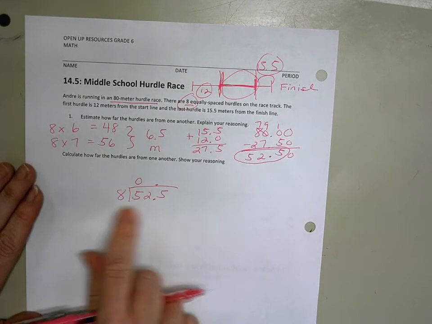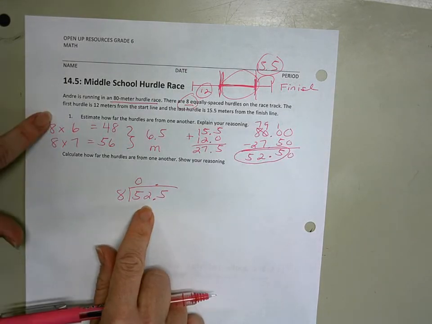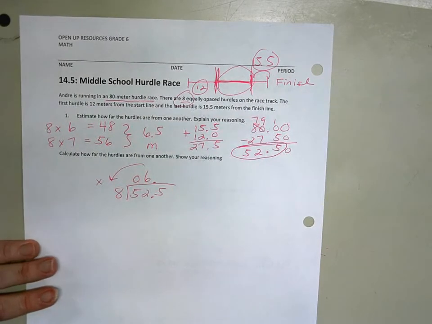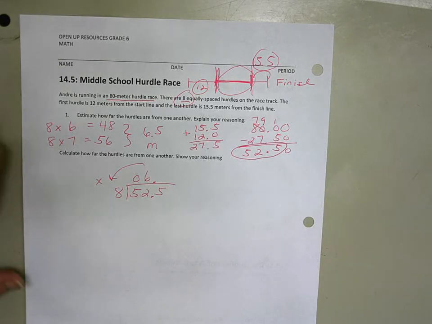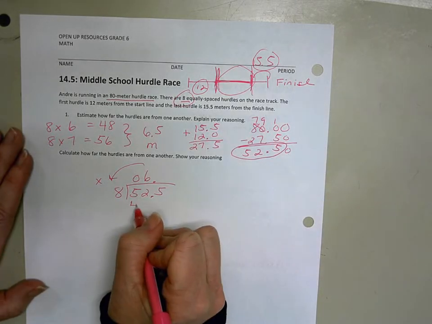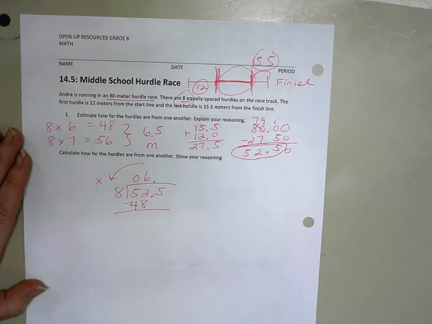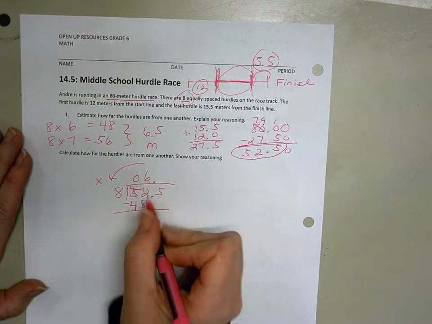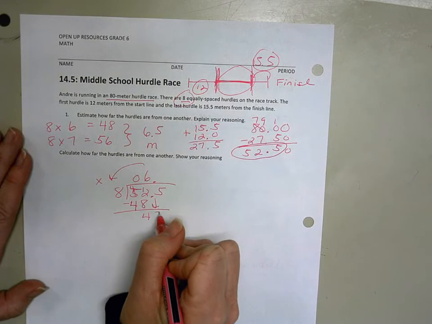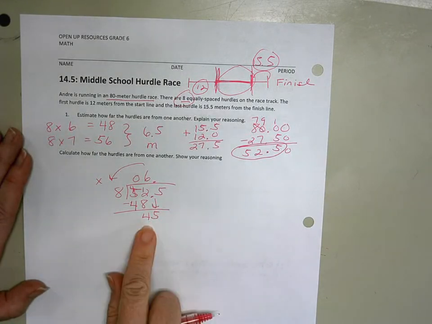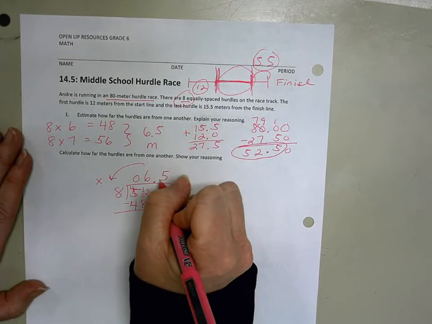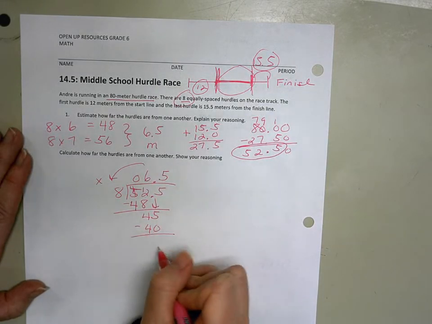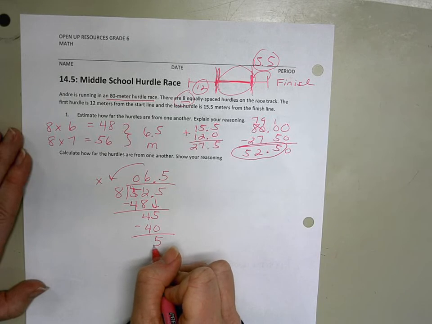8 doesn't go into 5, but 8 goes into 52 6 times. Your multiplication and division has become so much better over this last month. I really hope that you're telling your parents because it is the truth. We're going to have to regroup again. So 12 minus 8 is 4. Bring down our 5. 8 goes into 45 5 times because 5 times 8 is 40. I'm going to get a remainder of 5, so I'm going to subtract.